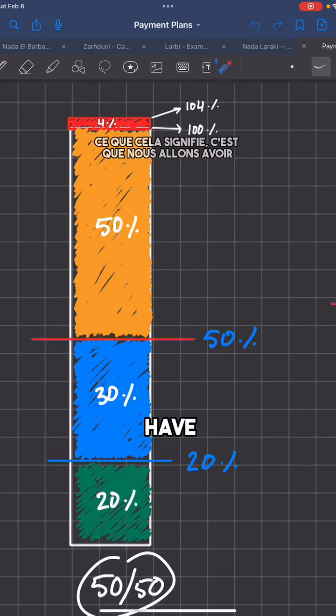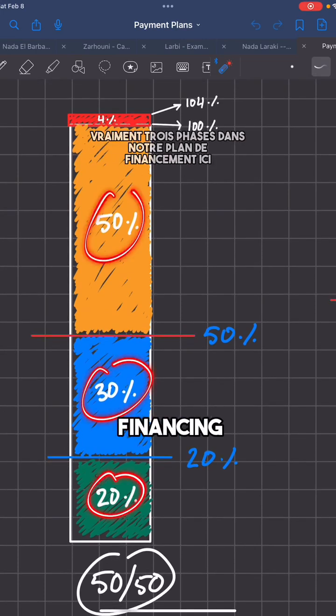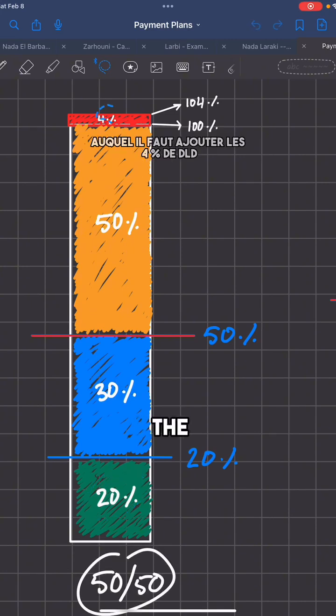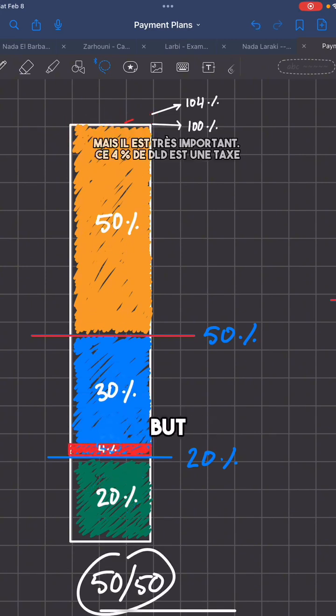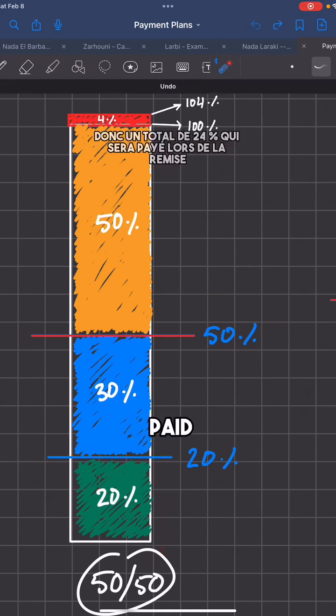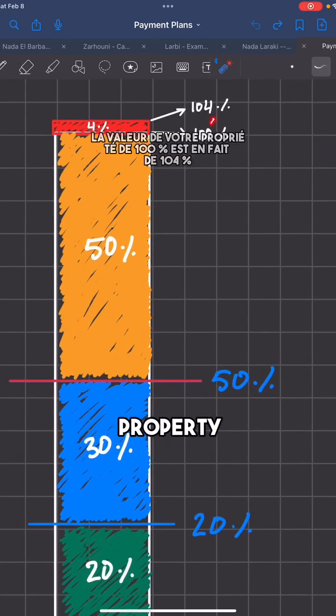What this means is that we're going to have really 3 phases in our financing plan here. The first one being your down payment of 20%, to which you have to add the 4% DLD, which some people don't mention, but it's very important. That 4% DLD is a tax, the equivalent of a notary fee and everything. So a total of 24% is going to be paid upfront. Yes, that also means that your property value of 100% is actually 104%. So keep that in mind.